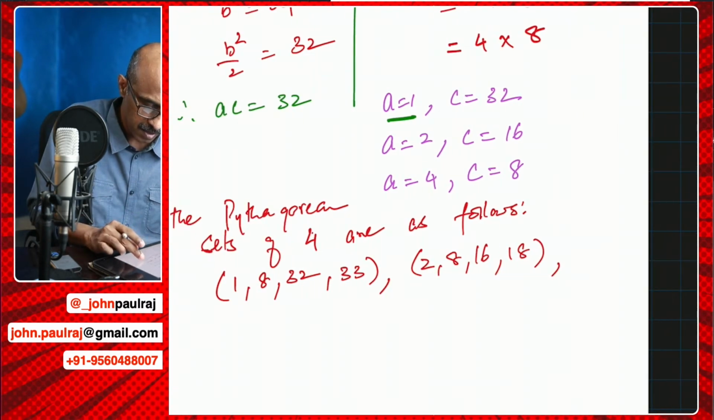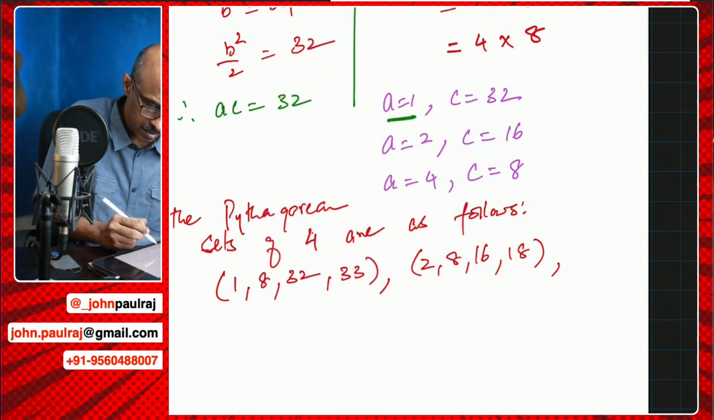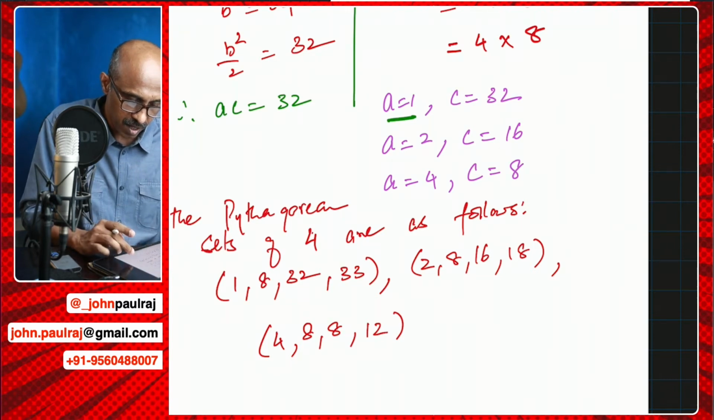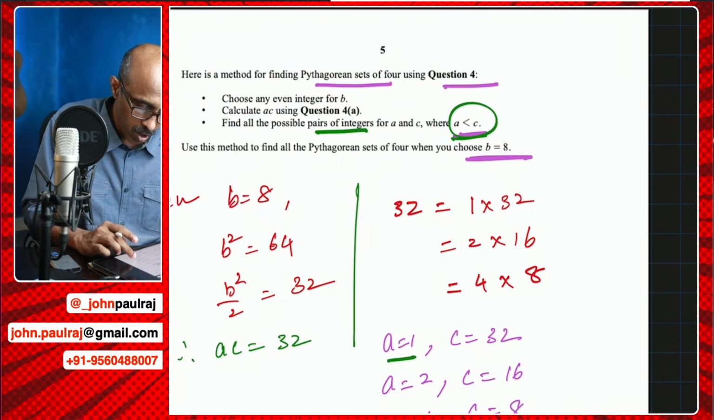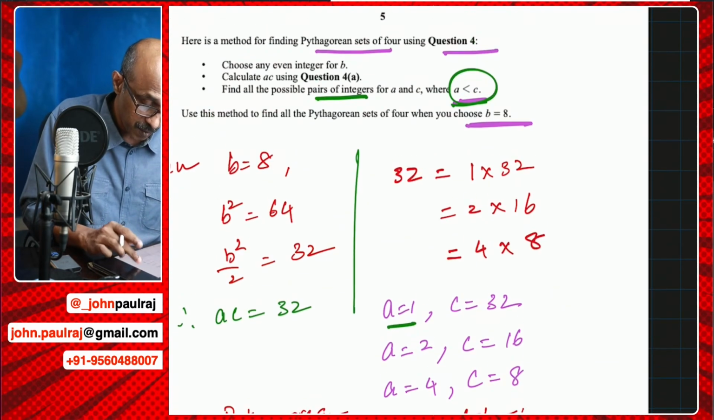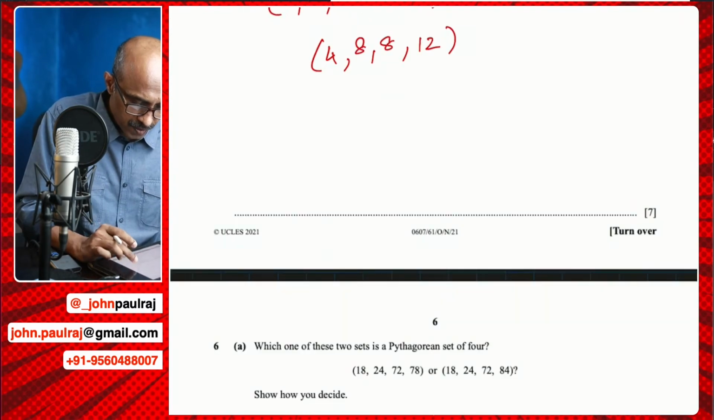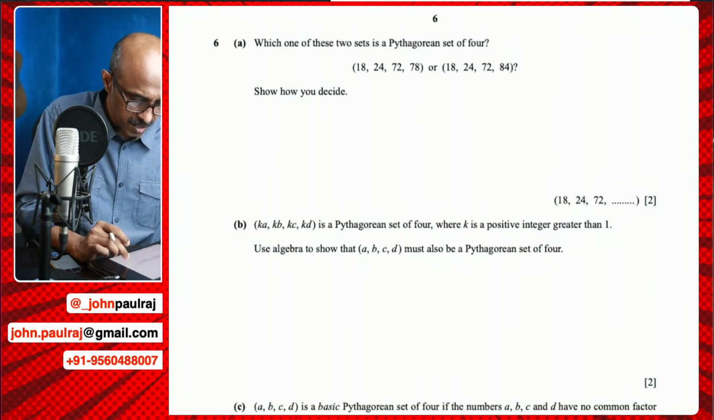Clear? And the third set: a is 4, b is 8, c is also 8, and d must be 12. All right? Those are all the possible Pythagorean sets of 4 for b equal to 8. Okay, moving on to the next question, number 6.